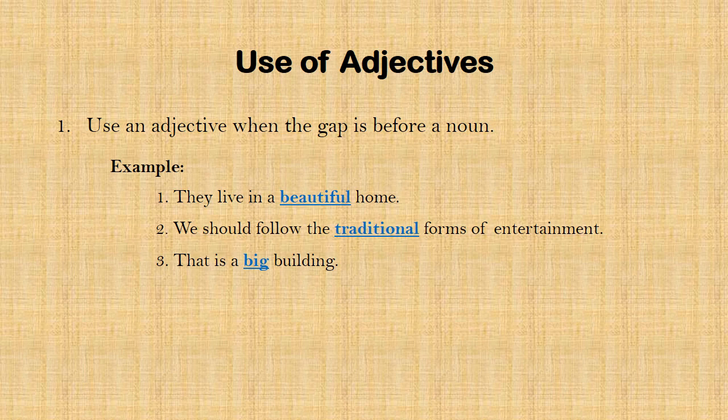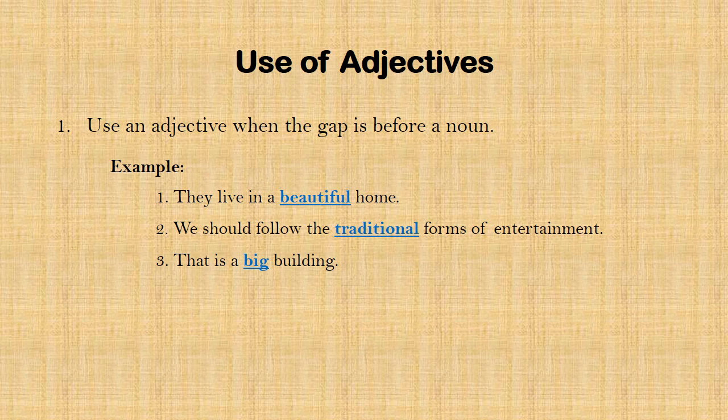Let us explain another example. We should follow the traditional forms of entertainment. The word forms in the sentence is a noun. So before the word we will use an adjective, and the word traditional is an adjective in this sentence.